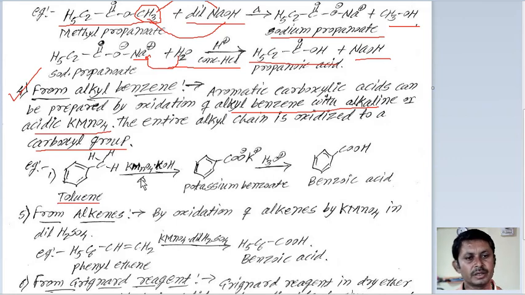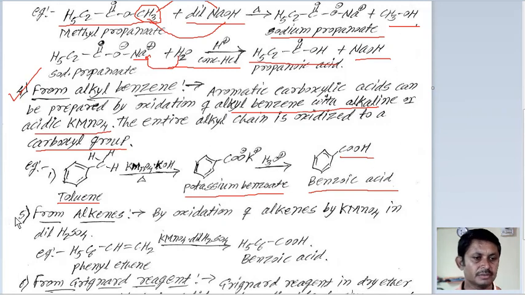When toluene on oxidation with KMnO4 and KOH, we get an intermediate product, that is potassium benzoate. That potassium benzoate on acid hydrolysis gives a direct product, that is benzoic acid. We get a carboxylic functional group, that is COOH.